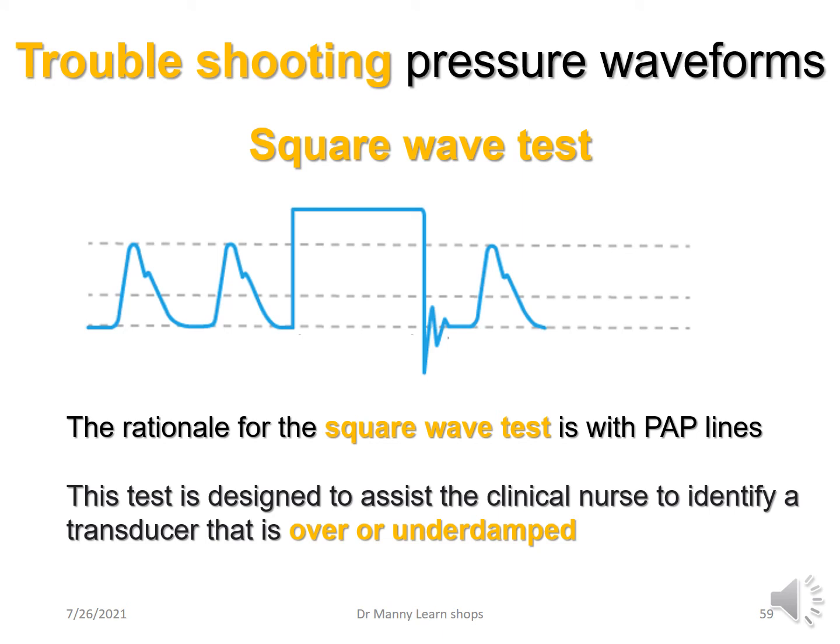When you're troubleshooting the pressure waveform, again, we'll go over it again. You can use the square wave test, and the rationale for its use with PA lines, as with your other monitoring systems, is to test that your transducer isn't overdamping or underdamping.